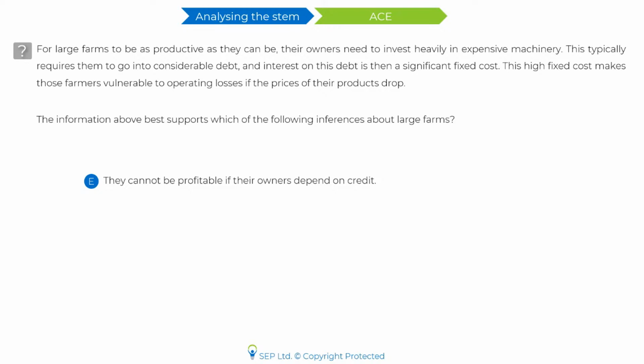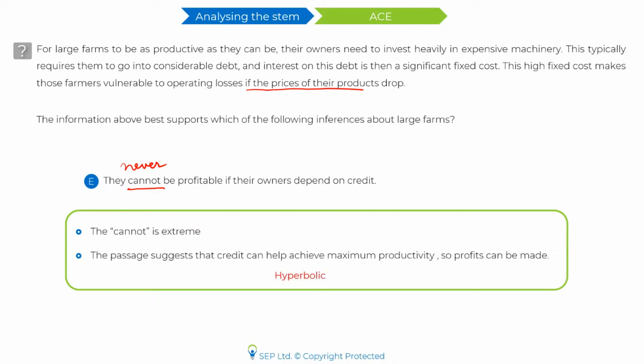E, they cannot be profitable. Now look at this language. Cannot means never, never, never. If their owners depend on credit, it's like saying if you take a loan, you are never going to be profitable. But mind it, we were told that one of the scenarios when you may not make a profit is if the prices drop. But if the prices don't drop, can they become profitable? Perhaps yes. So I cannot say they cannot become profitable. Cannot is too extreme. Hyperbolic choice, as we call it at GMAT Whiz, and therefore E is out. The correct answer, therefore, guys, is A.